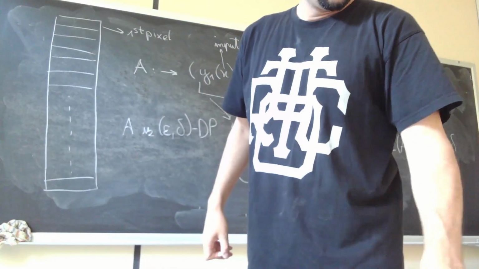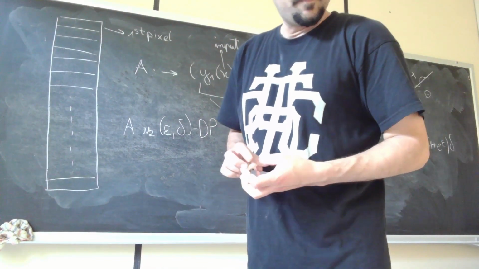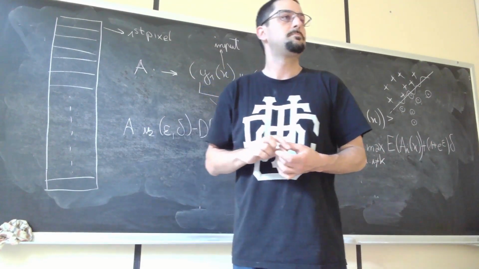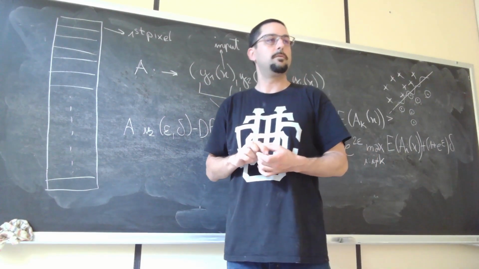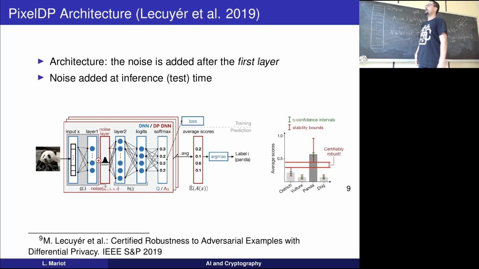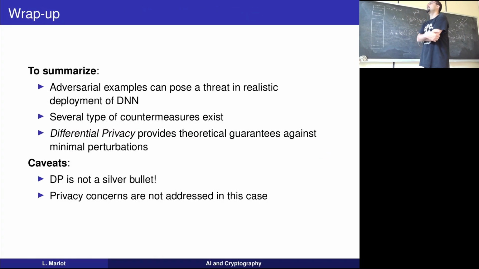Okay, so this is the idea of how to visualize this particular mechanism for adversarial robustness. Do you have any questions about this? Everything looks clear? Okay, so let's wrap it up for this topic for today.